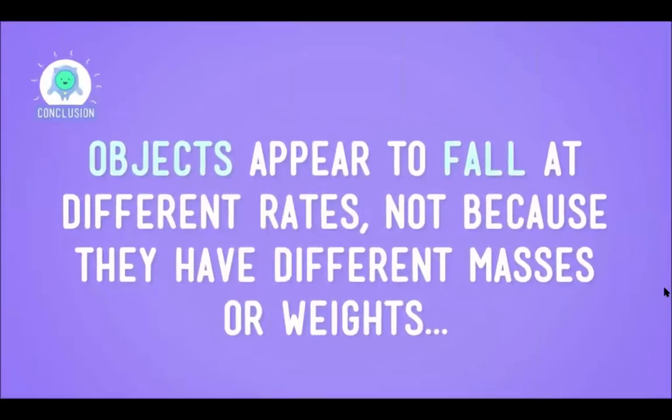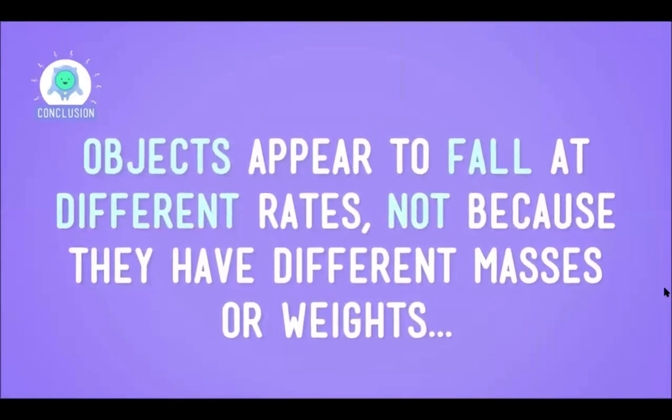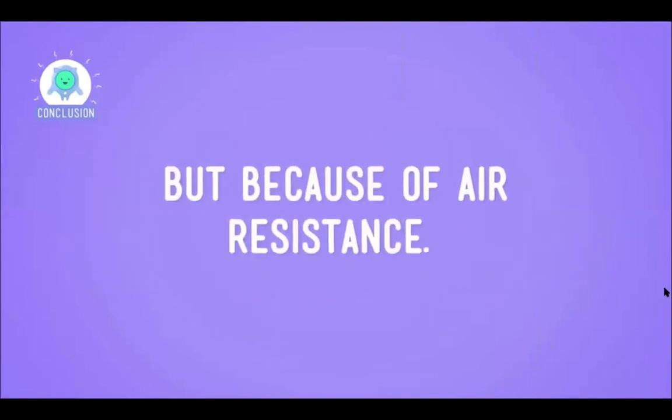So, based on the results of our experiment, we can say, at least here on Earth, objects appear to fall at different rates, not because they have different masses or weights, but because of air resistance, the force that the Earth's atmosphere has on objects as they fall. So there you have it. Gravity is the force that's exerted by everything that has mass, and it's felt by everything equally, even though falling objects on Earth might not always look like that's the case. I mean, if you don't believe me, you can go to the moon and do the old hammer and feather experiment for yourself. Or you can just trust me.